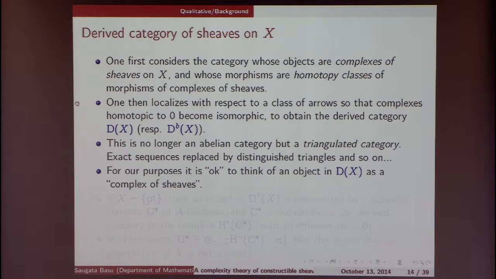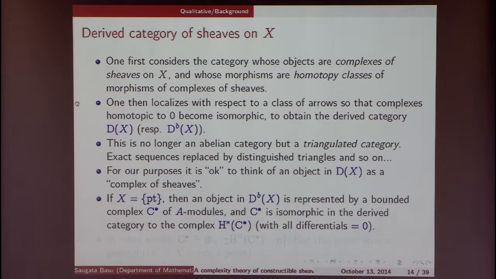Now, if X is a point, then an object in this derived category is represented by a complex of A-modules. In this case, this is isomorphic in the derived category to the complex you obtain by just taking the cohomology of this complex.